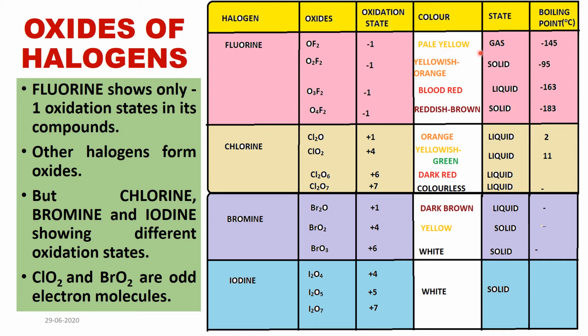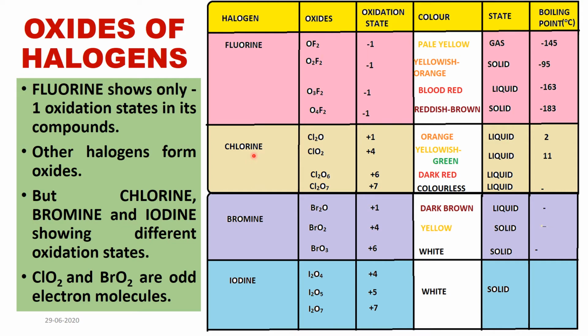color and it is in the gaseous state, and O2F2 has a yellowish orange color, it is in the solid state. O3F2 is a blood red color and it is in the liquid state. O4F2 is a reddish brown color and it is in the solid state. Okay, the most stable among all the fluorine oxides are OF2 and O2F2.